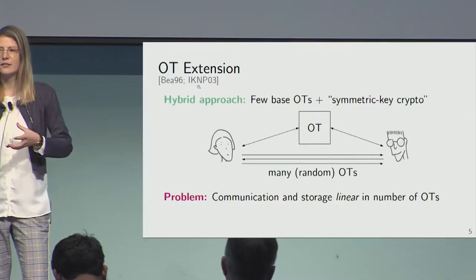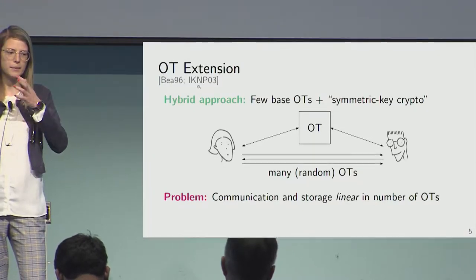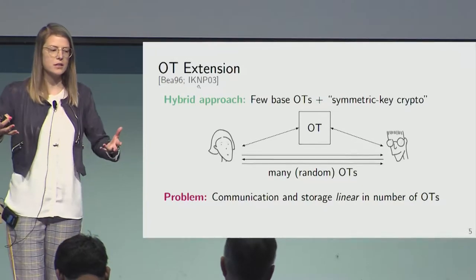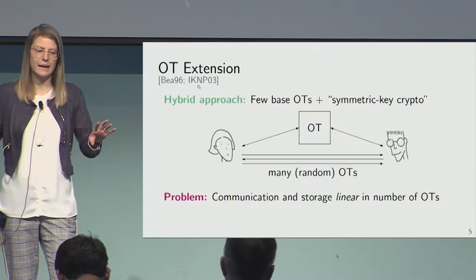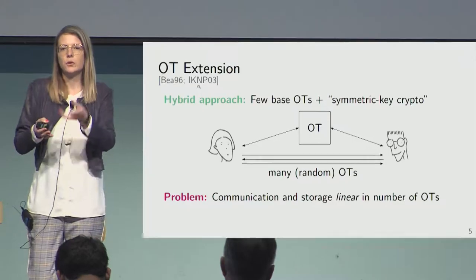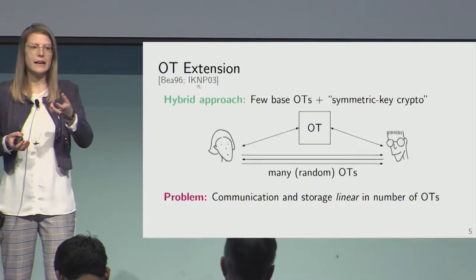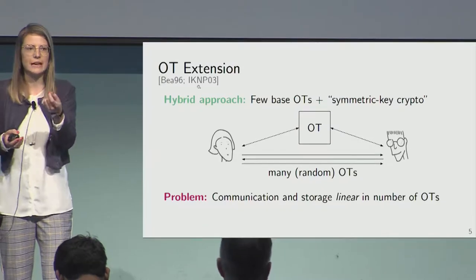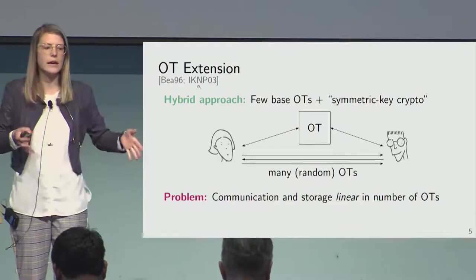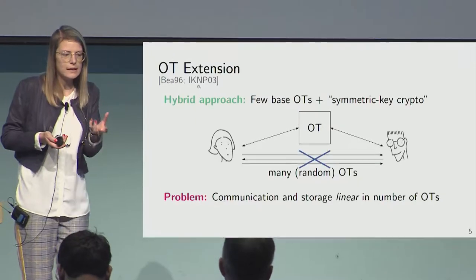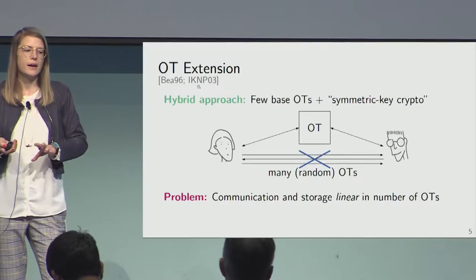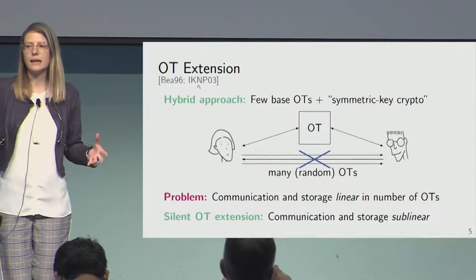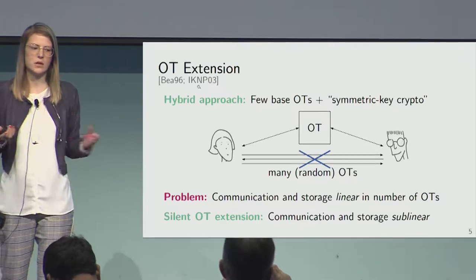And of course, this is inherent if we care about chosen OT, where actually Alice and Bob choose their messages. But for the setting we're in, for secure computation, we just need this to be random. If you think about communication, if you just care about random messages, you don't need communication linear in the number of messages. You can just exchange a short seed for a PRG, and then you can locally extend. And this is exactly what we did in this work. We got rid of this part of the communication. So this is what we call silent OT extension, where the extension is local, which will make the communication and the storage sublinear in the number of OTs to be generated.